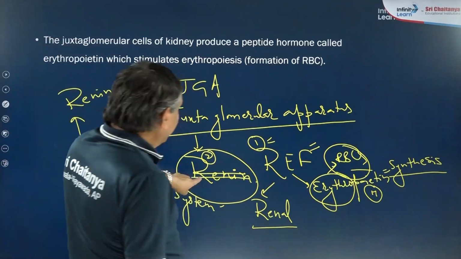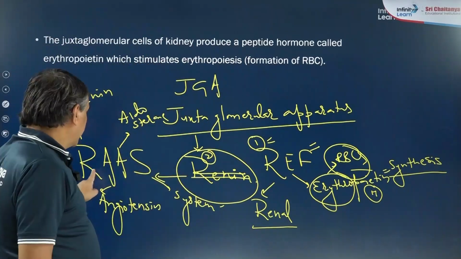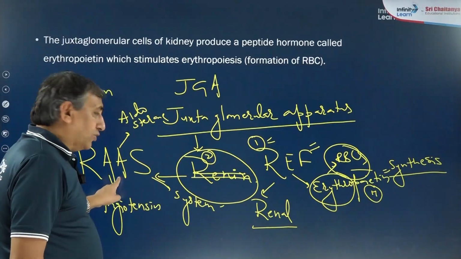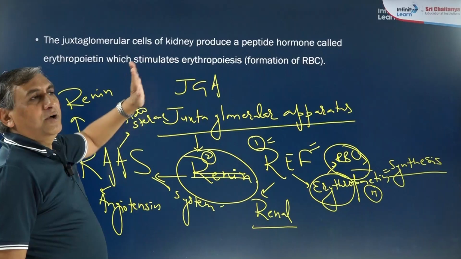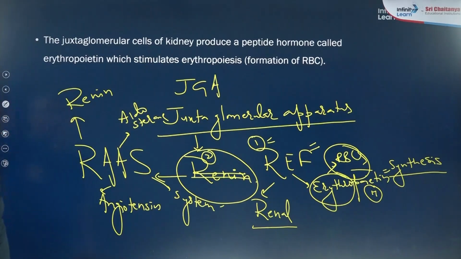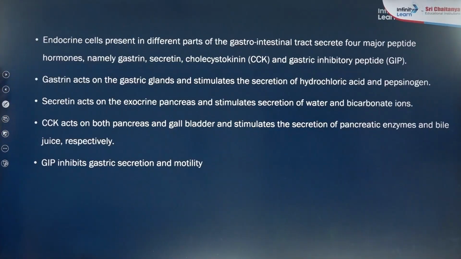And when we discuss again that RAAS, renin, angiotensin, aldosterone system, this is another system which has control on the blood pressure and blood volume. So this is the one point that you have to remember.